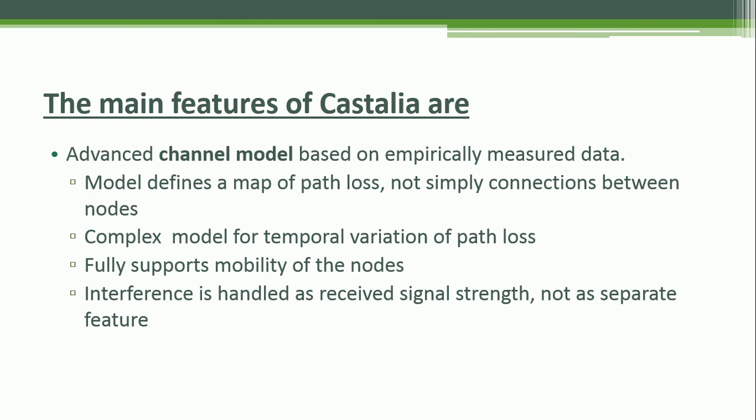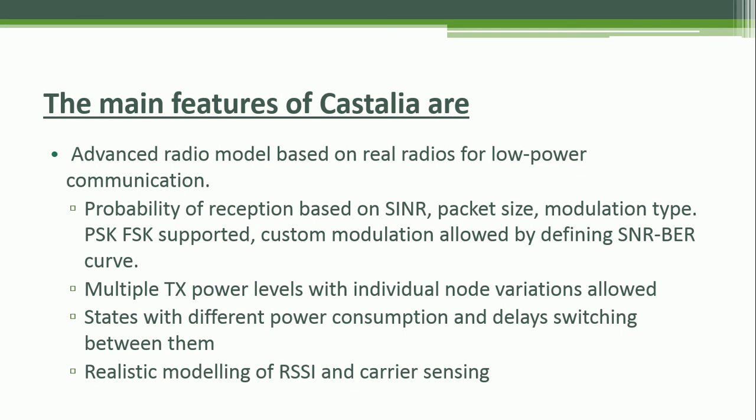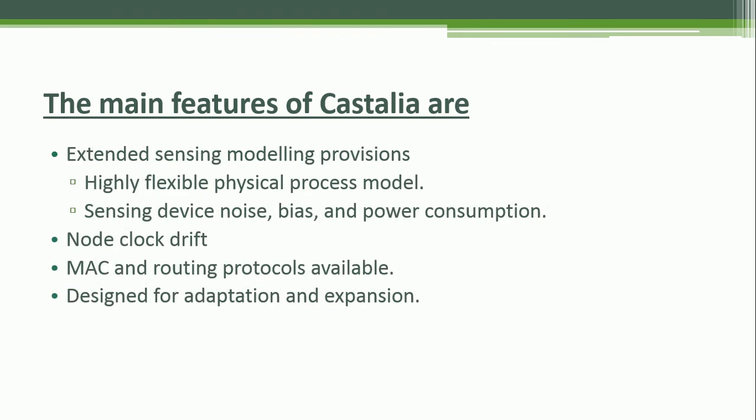Castelia main features: advanced channel model based on measured data, and advanced radio model based on real radios for low power communications, and extended sensing modeling also. Node clock drift, and MAC and routing protocols available, and designed for adaptation and expansion.